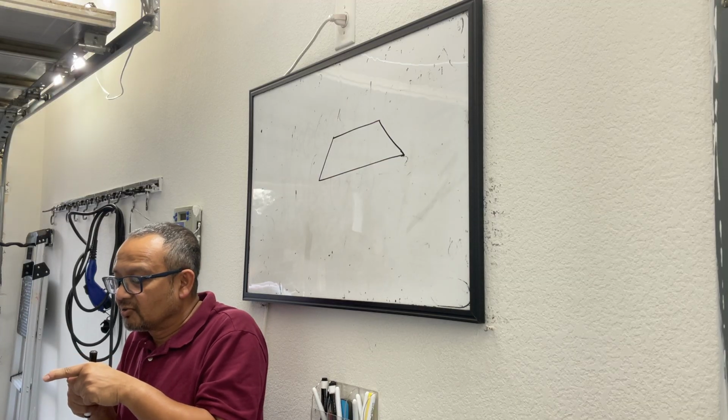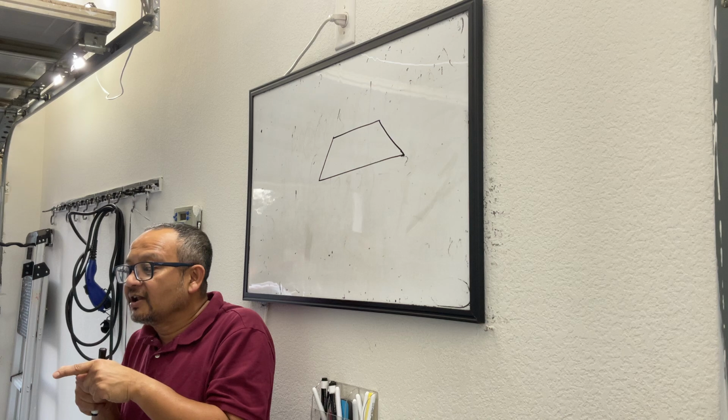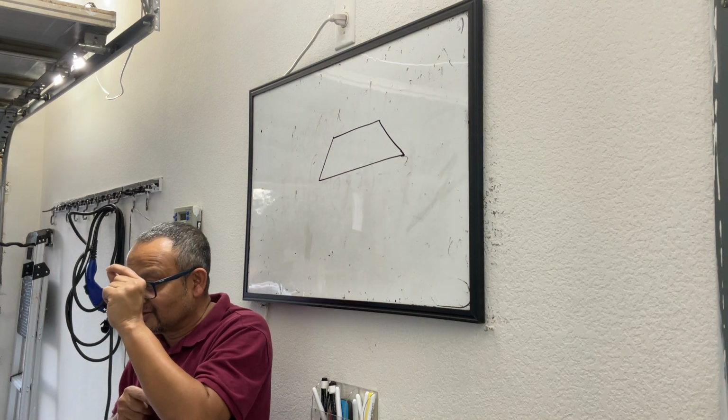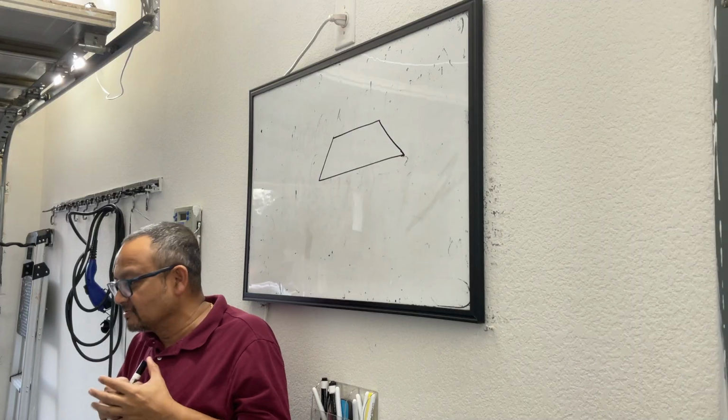Not a circle. Oh, circle. Circle has an infinite number of sides. Yeah. Very tiny sides. Very tiny sides. BODMAS. That's what I'm saying.